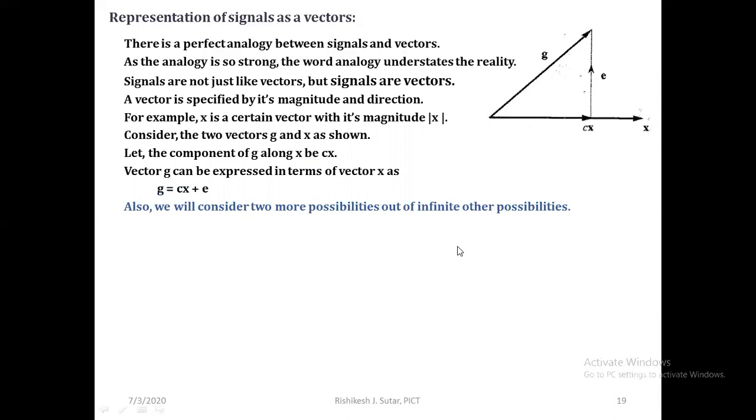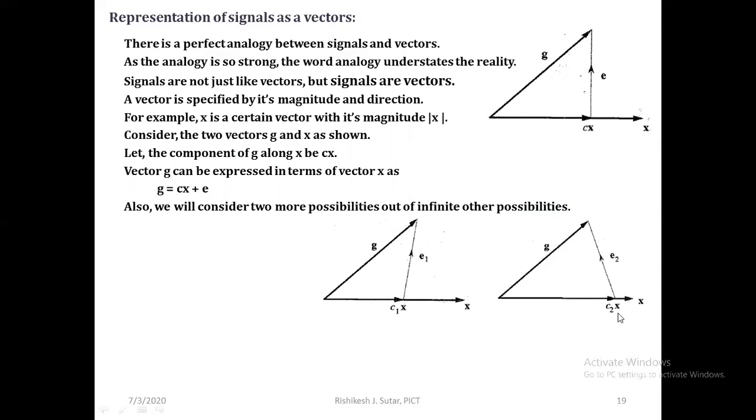Also, we will consider two more possibilities out of infinite other possibilities. So this is the first possibility where c1x is less than cx, and this is the second possibility where c2x is greater than cx. So there are infinite number of possibilities. Out of those infinite number of possibilities, we have considered only the two possibilities here. Now we can write g is equal to c1x plus e1, or g is equal to c2x plus e2.